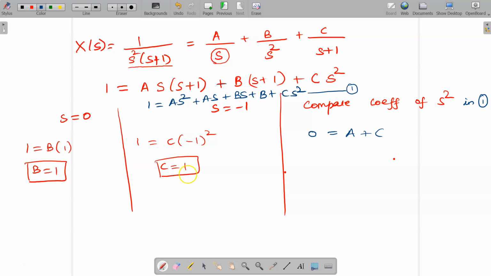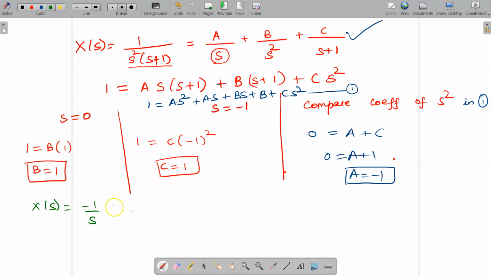So A plus C equal to 0. Already we have obtained the C value. Okay, so 0 is equal to A plus 1, so A is equal to minus 1. So once you have obtained all the terms, we can substitute all those things in the given X of s. Okay, so X of s is given by, what is A? Minus 1 by s. What is B? 1 by s square. What is C? 1 by s plus 1.